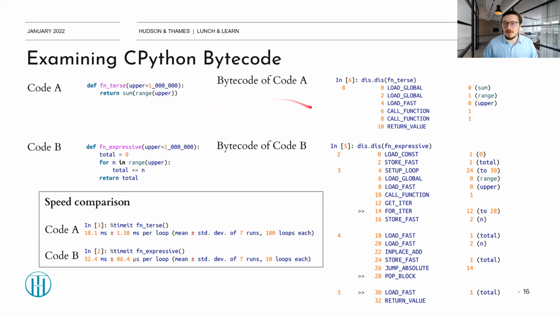And a hint of why it's happening, and why one style is better to use in Python than the other, you can understand maybe by looking at the bytecode. So this is the bytecode for code A, and essentially what's happening is we're loading global functions sum and range, then we're loading the parameter upper, and then we're just calling functions 1 and 2, and then we're returning the value. In the case of code B, the bytecode looks a bit more complex.